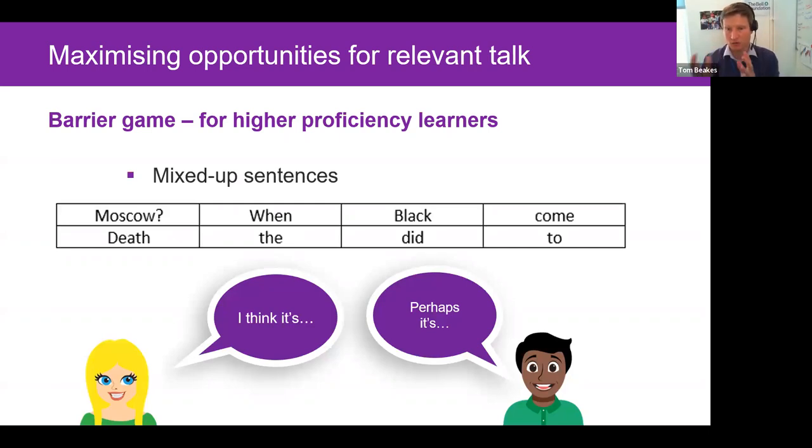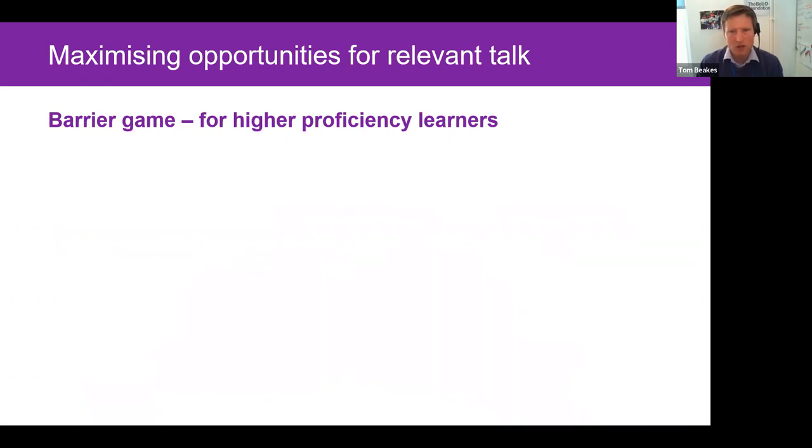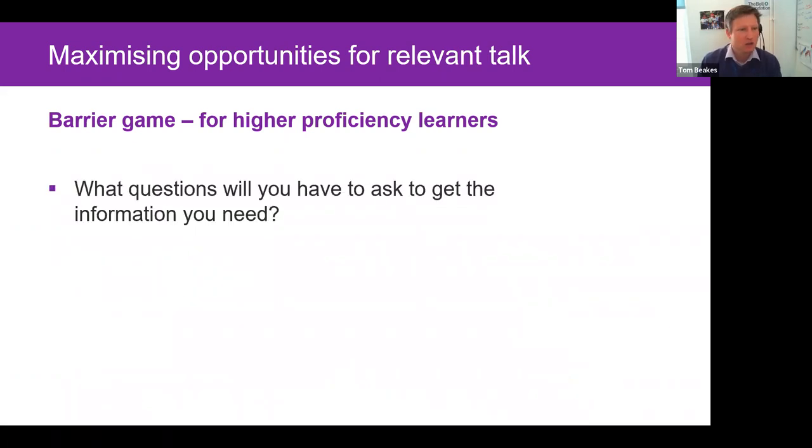Again, this is focusing them on the correct word order and grammatical structure, which can be something that even higher level learners struggle with, especially with questions in English. I think, as somebody mentioned, we can also adapt this by letting them come up with the questions and language themselves. And the procedure might look something like, okay, well, what questions will you have to ask to get the information you need? Look at your maps. What questions will you have to ask to get the information you need? And you elicit from the student.